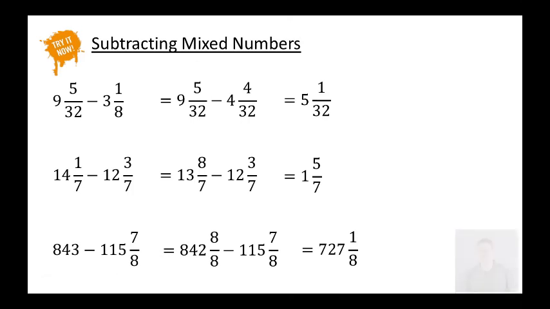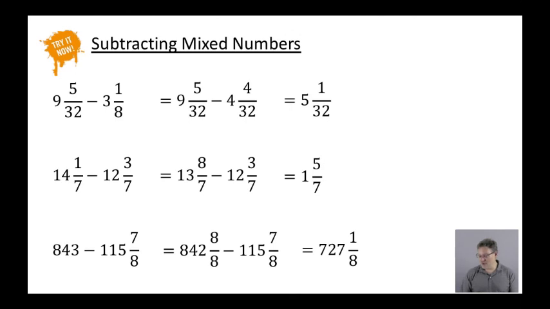Welcome back. Well, we can see with the first problem, after we've converted both denominators to 32nds, the process of subtraction is actually pretty straightforward. 9 minus 4 is 5. 5 32nds minus 4 32nds is simply 1 32nd. For the second one, we had to borrow from the 14 to make it 13, and that changed our 1/7 into 8/7, from which we could then subtract 3/7 to get 5/7. 13 minus 12 is 1.